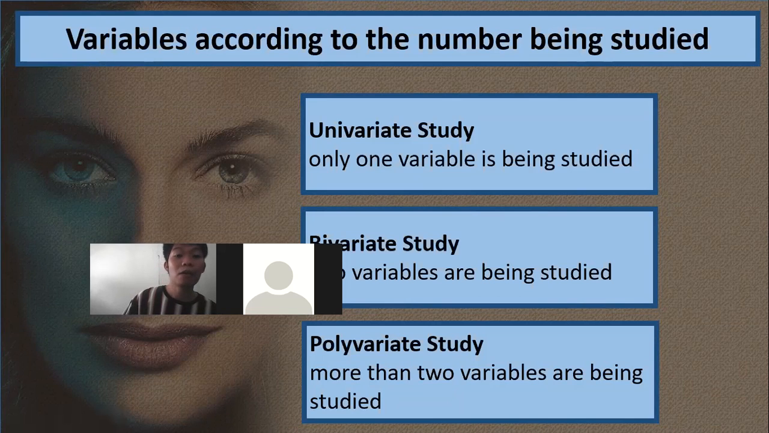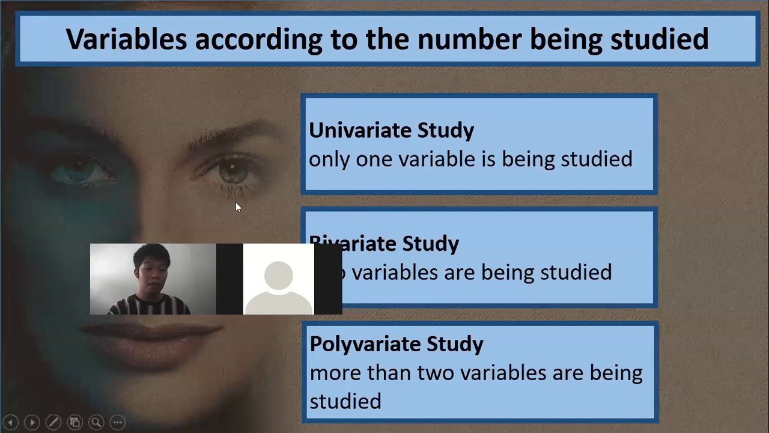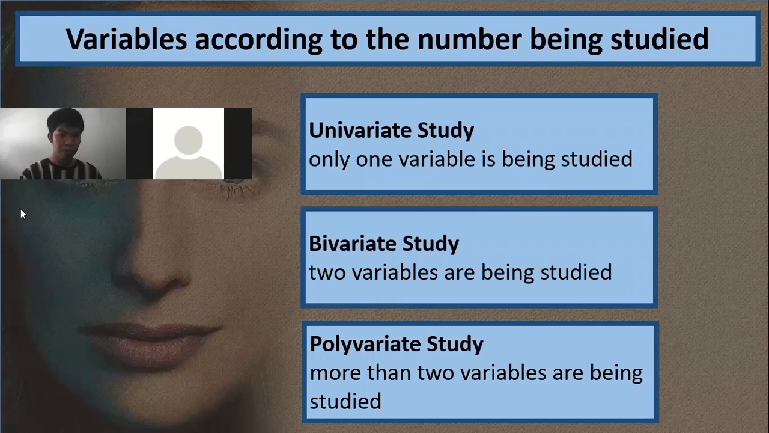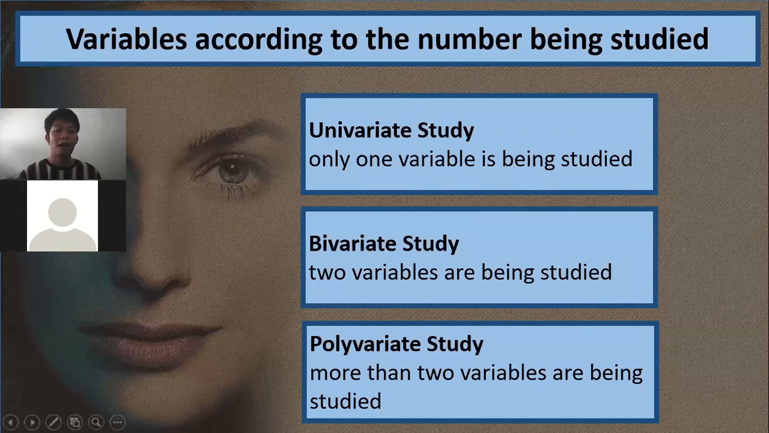Okay. Variables according to the number being studied. We have univariate study, bivariate study, and polyvariate study. When we say univariate study, only one variable is being studied. When we say bivariate study, two variables are being studied.